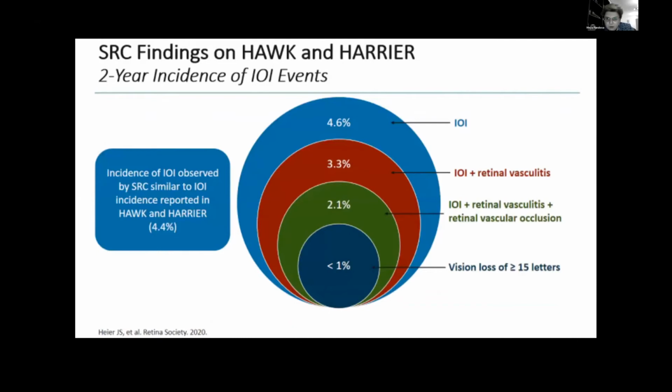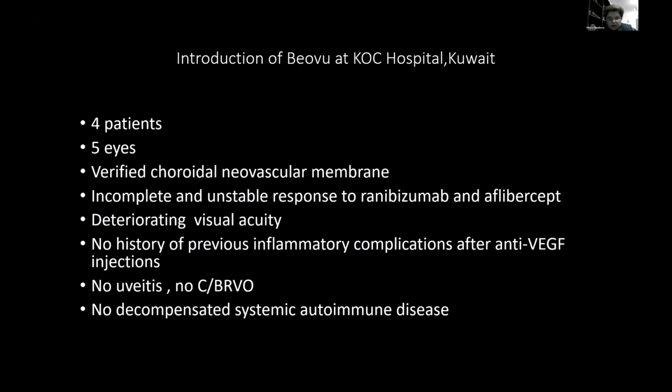However, we need to keep in mind that even though the percentage of intraocular inflammation is around 4% in the pivotal trial, actually the vision loss associated with occlusive vasculitis is less than 1%. Now, having in mind all these warning signs, we had to consider our options, how we can introduce and for who. And that is what we did.